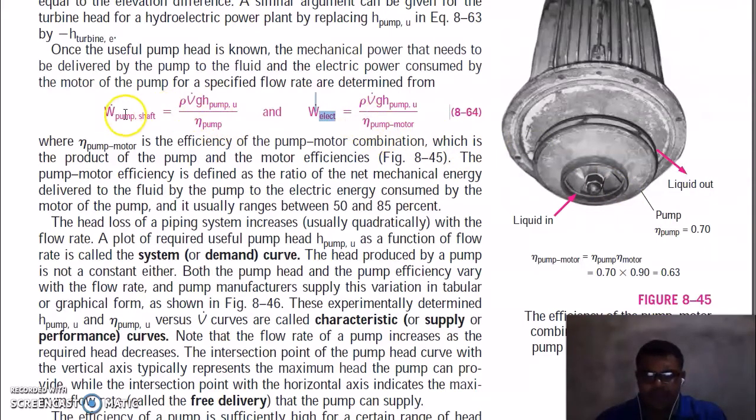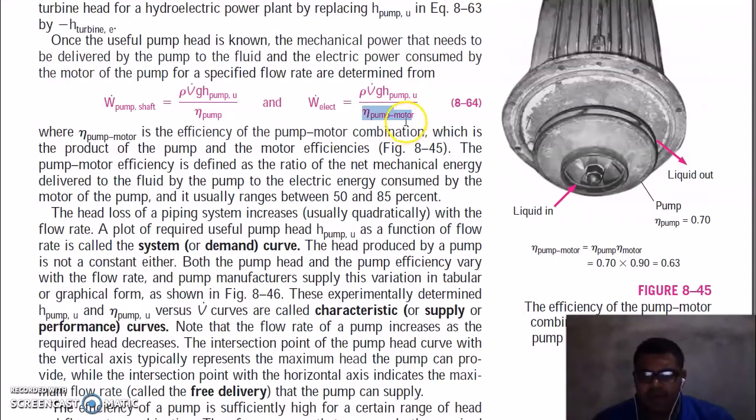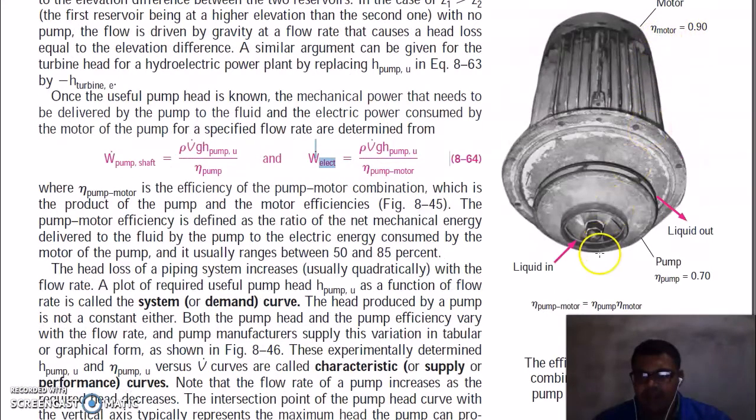So if you divide this power by the pump-motor efficiency, which is a combination of motor and pump, equal to the efficiency of pump times the efficiency of motor. Say the efficiency of motor is 90%, so you multiply your motor efficiency and pump efficiency, and you will get the pump-motor efficiency, which we have to use to find the electric power needed to run that particular motor. So motor efficiency is 90% and your pump efficiency is 70%.